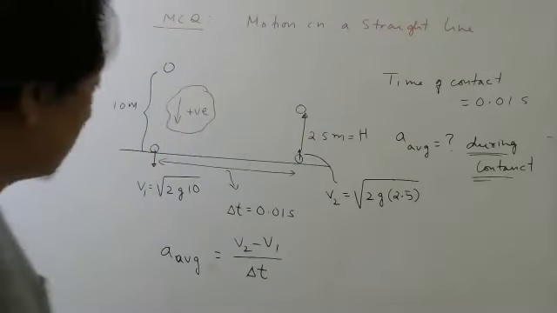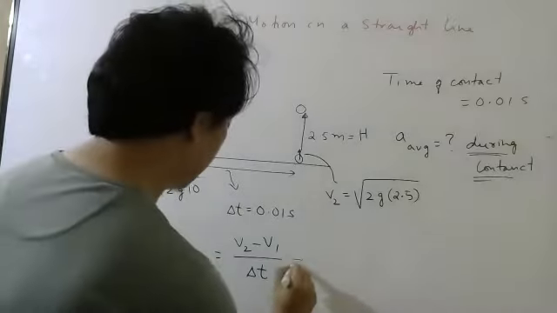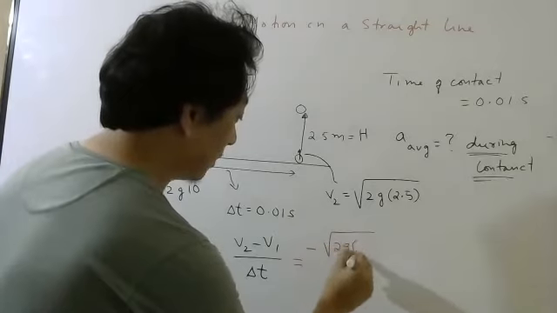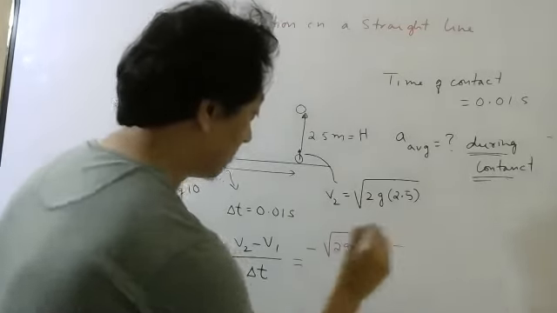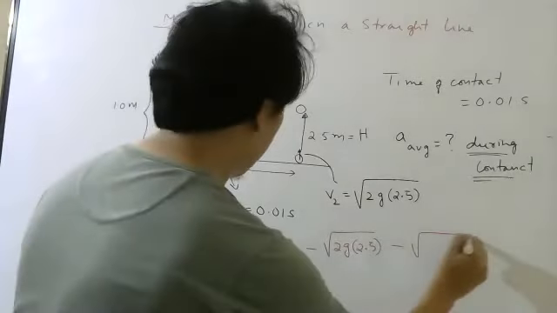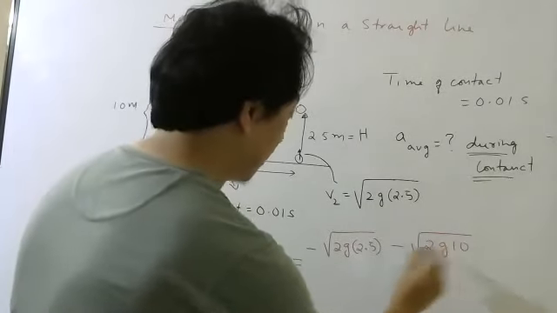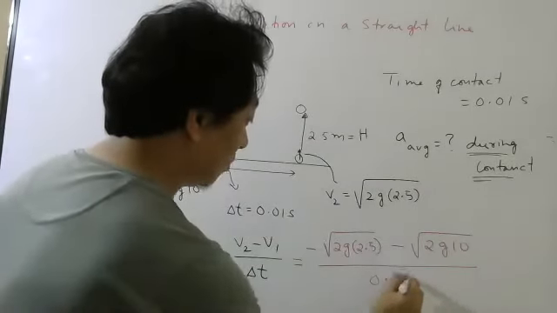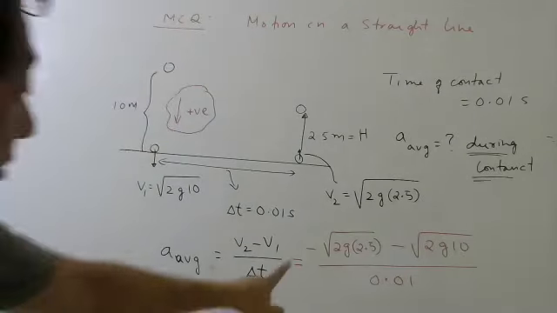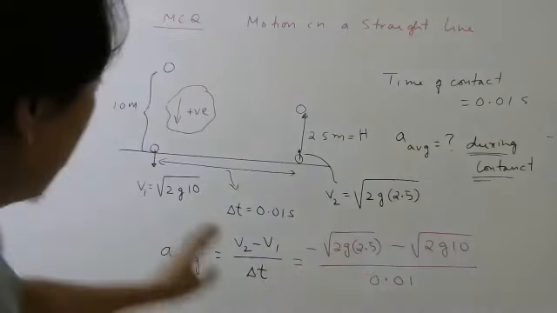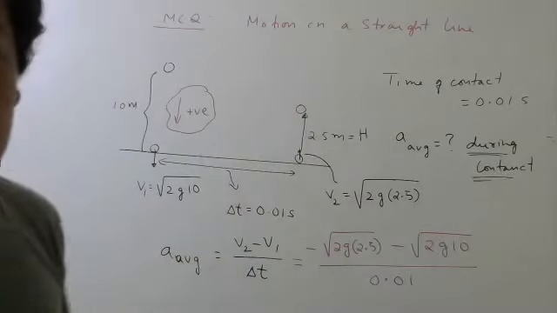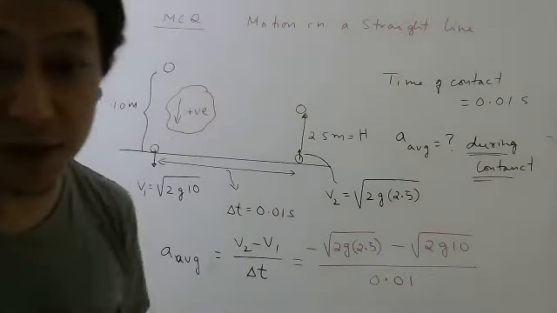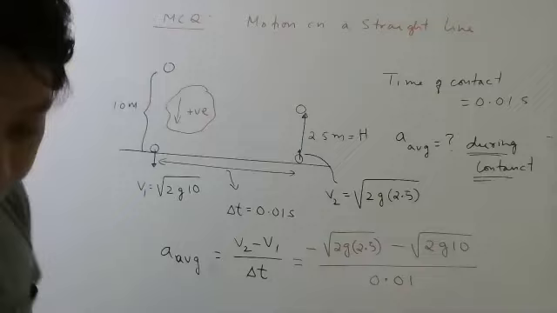If you take down positive, your V2 will be negative. So minus root 2g 2.5 minus V1, which is root of 2g 10, divided by time interval, which is 0.01 second. You cannot write both of them plus. Students, remember, one is down, one is up. So one of them has to be negative, that is your wish. First you decide which one you want positive, that way the answer will come. Now this will be how much?